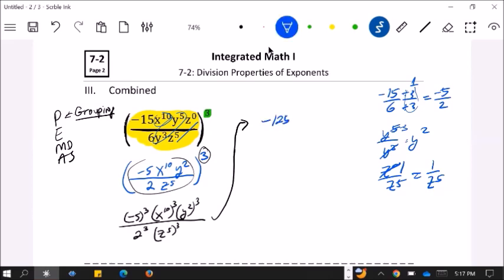Negative 125 is negative 5 times negative 5 times negative 5. And 10 times 3 gives us x to the 30th. And then we have y to the 6th. And underneath it, we have an 8 and z to the 15th. The only thing we have to deal with now is that negative needs to be in front of the entire thing. So our correct answer will be a fraction of negative 125 x to the 30th, y to the 6th, over 8 z to the 15th.